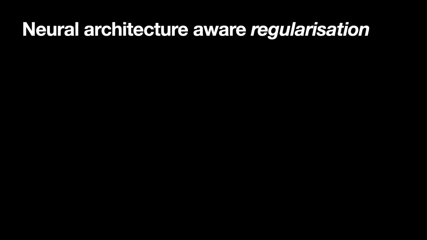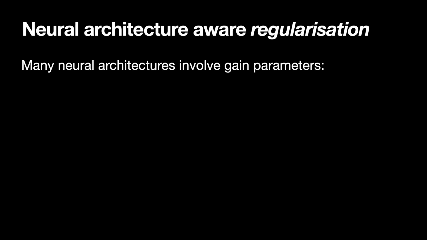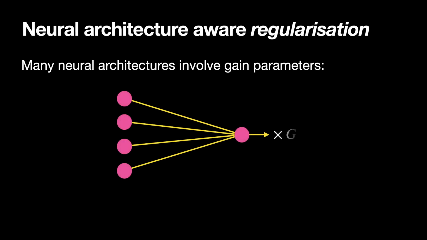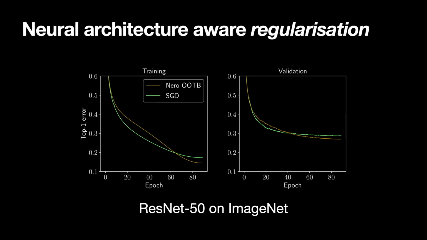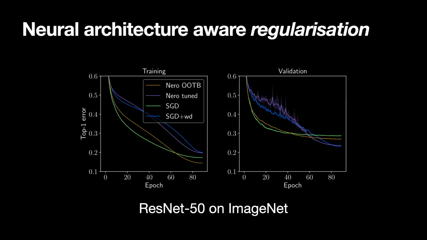As a direction for future work, we are excited by the idea of neural architecture-aware regularization. Modern neural architectures employ gain parameters that multiply the output of neurons. We experimented with regularizing just the gains towards 1. Our ImageNet experiments showed that out of the box, Nero outperforms unregularized SGD, and Nero with gain regularization matched the performance of SGD with tuned weight decay.